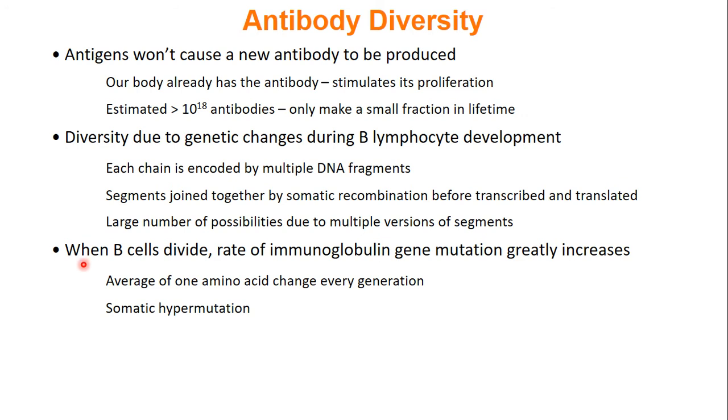But also, when your beta cells divide, the rate of gene mutation inside these cells is greatly increased. Every generation, you have on average one amino acid that changes. We call this somatic hypermutation. So that's how your variable regions are so different from beta cell to beta cell. The machinery that is normally there to protect against DNA mutation might not work correctly in beta cells. So you have different amino acids on your Fab regions, and this allows for different antigens to be recognized.